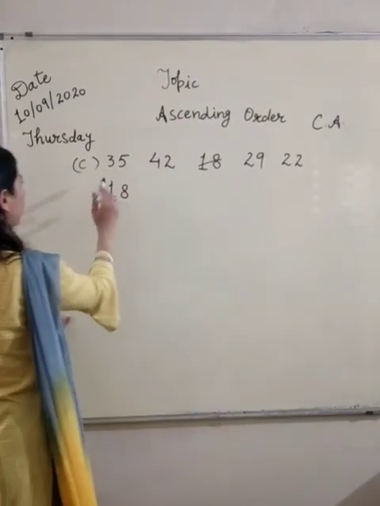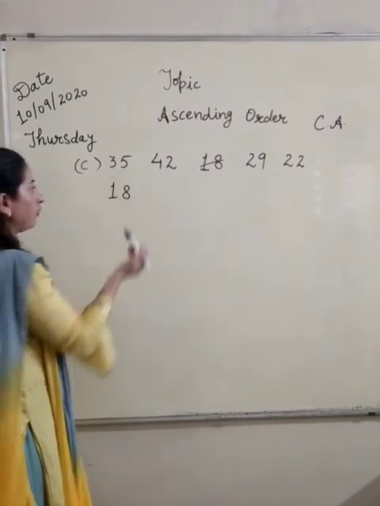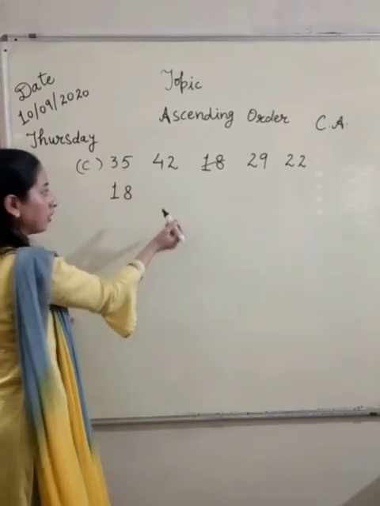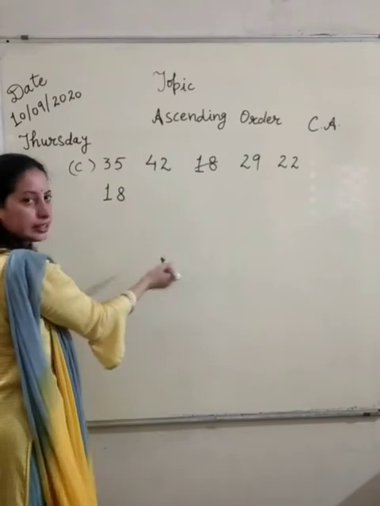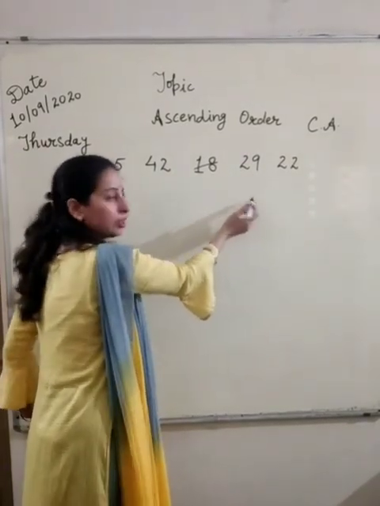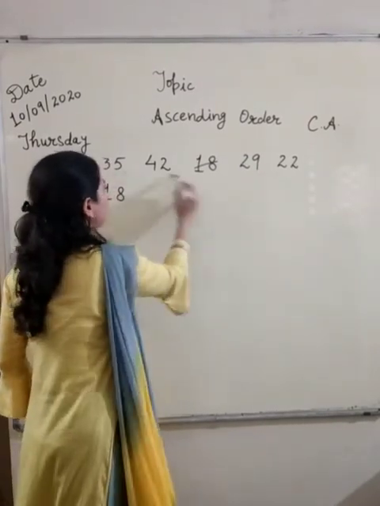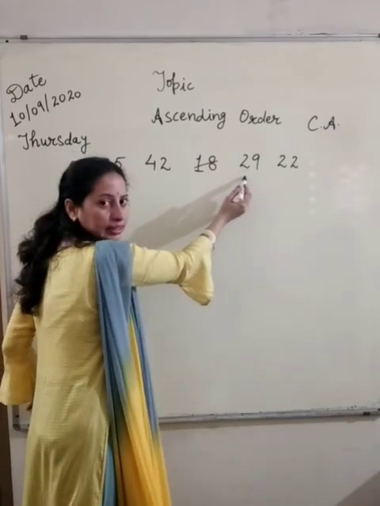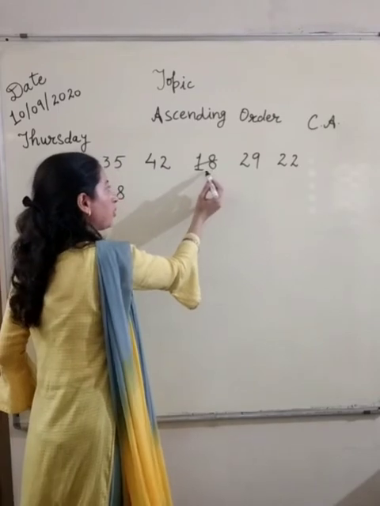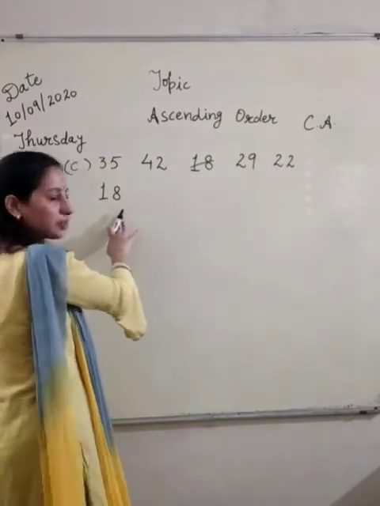देखो student, see here. This 35 will come in the 30s line. 42 आएगा 40s की line में. 29 और 22 आएगा 20s की line में. तो कौन सा number छोटा होगा? Which is the smallest? इन सब में कौन सा number छोटा होगा? 20s की line में. 18 सबसे स्मॉलेस्ट नंबर क्योंकि ये 11, 12 की लाइन में आ रहा है. That is why 18 is the smallest number.